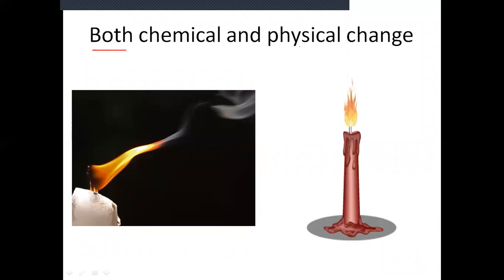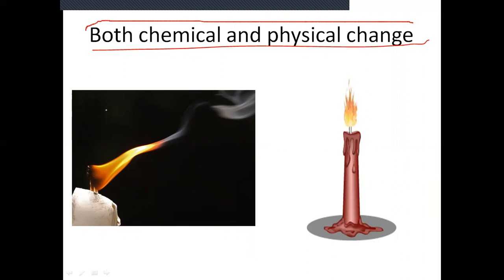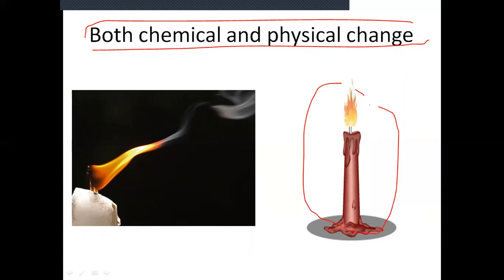Okay, now another one. Some substances show both chemical change and physical change. For example, you can see in the picture, a candle shows both chemical and physical change properties. When a candle burns, it melts. When it melts, it falls down and solidifies at the bottom. It shows only a change in state. It is a physical change. In this picture, you can see the physical state only changing here. It becomes a water-like substance, and again it solidifies. This is a physical change only.